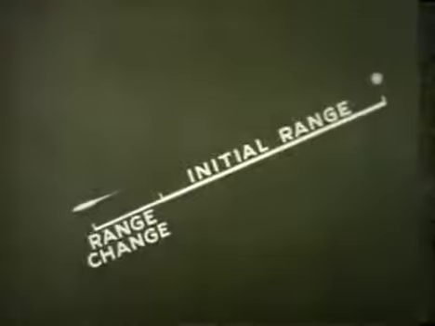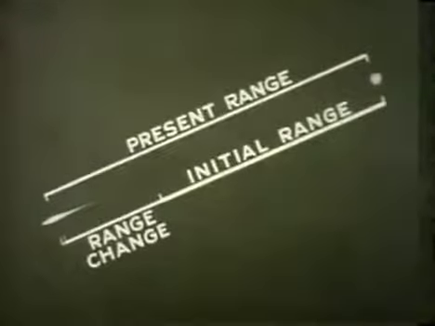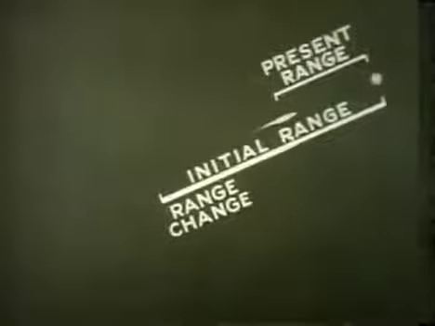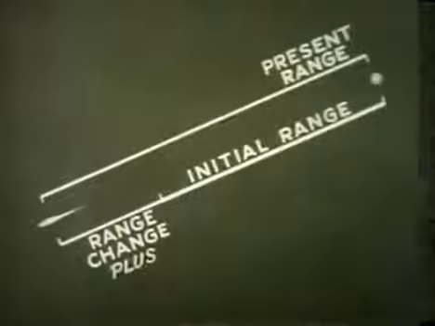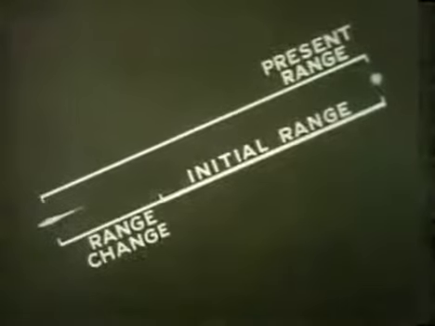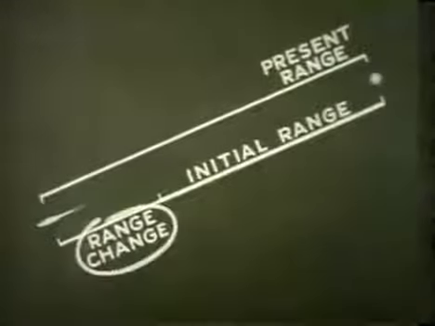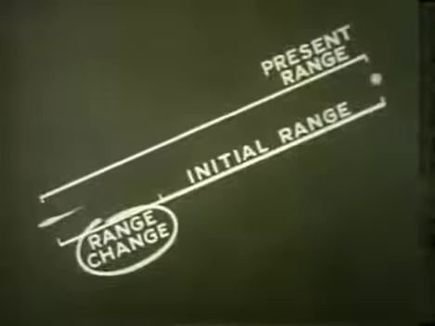At any moment, the sum of range change and initial range is present range. If own ship is moving toward the target, present range is obtained by subtracting range change from initial range. In this case, range change is a minus quantity. In the other case, a plus quantity. Present range, then, is the algebraic sum of initial range and range change. A disk integrator computes range change. So let's examine this part of the range-keeping problem.